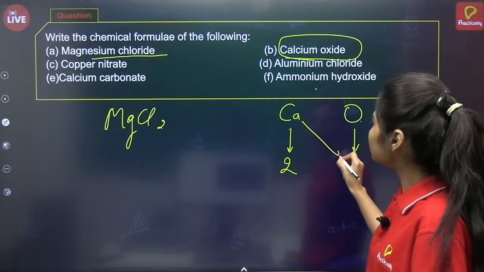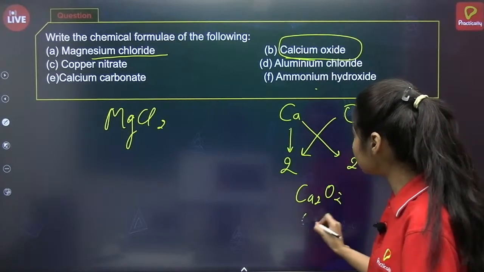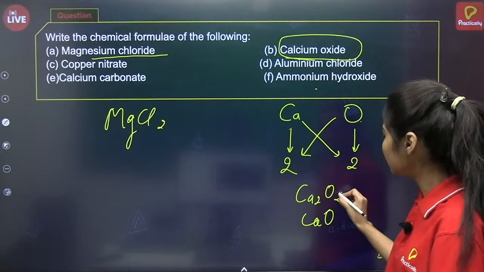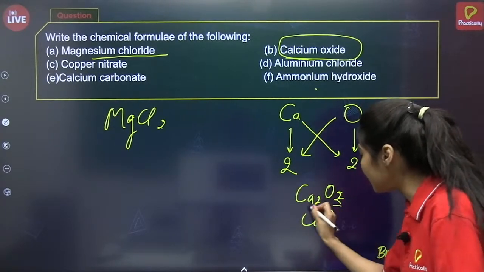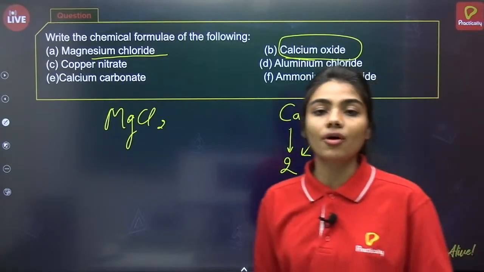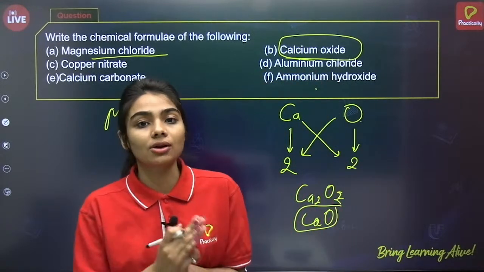Cross multiply it. You will get Ca2O2. That means CaO. Simply. We can cancel the 2 and we will get CaO. So this is the formula for your calcium oxide. This is how you need to calculate the chemical formulas.